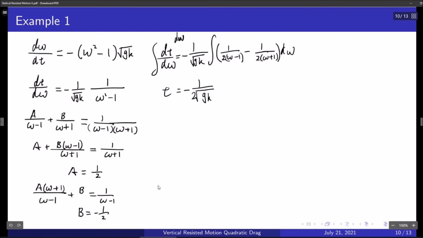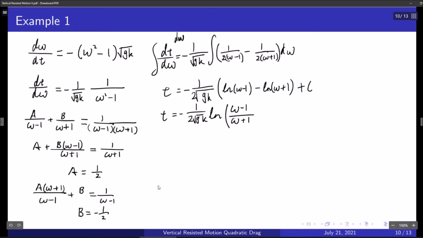gk times, what is this? So it's log omega minus 1 minus log omega plus 1. Of course, we have to add c. Alright, so to simplify everything once again, it's just 2 square root of gk log omega minus 1 over omega plus 1 plus c.